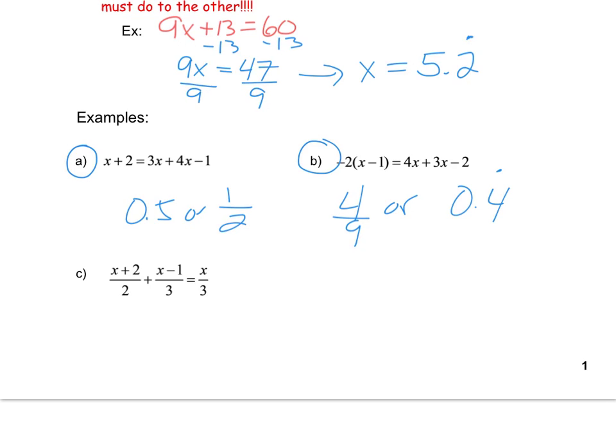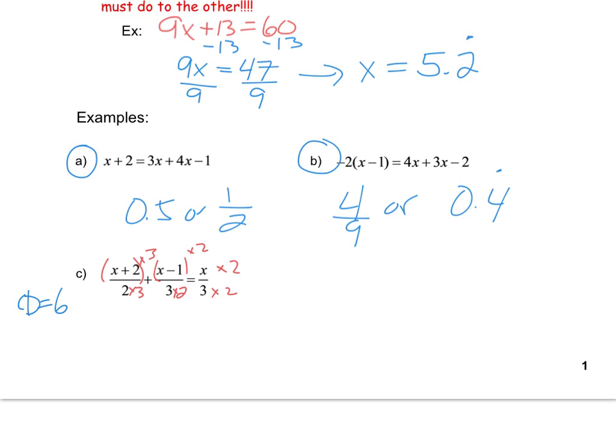So since we have fractions, we need to find a common denominator. So my denominators are 2 and 3, so my common denominator in this case is going to be 6. So I'm going to multiply the 2 here by 3 to make it 6, so I'm going to do that to the top as well. Remember, it's everything on the top that will be multiplied by 3. This one will be multiplied by 2. Same thing, we'll multiply everything on top by 2, and here also by 2.